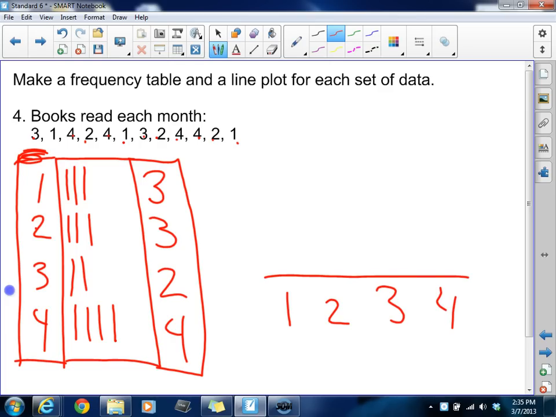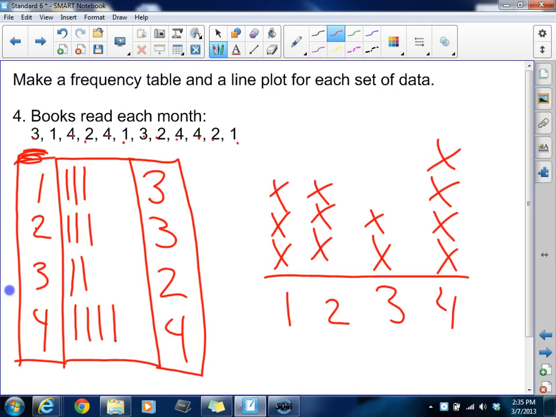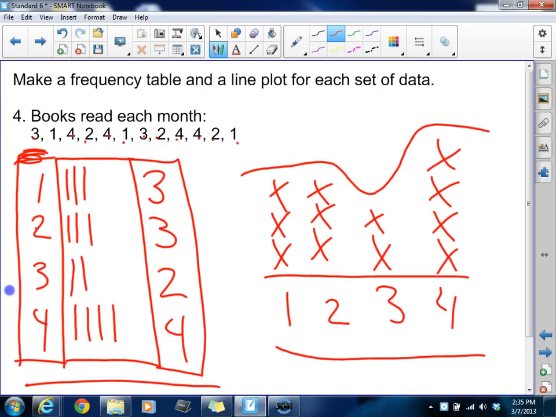Now I'm going to say, all right, so 3, so I put 3 x's. 2 also got 3 x's. 3 only got 2 x's. And 4 gets 4. And so there you go. I have my frequency table right there, and this is going to be my line plot. And I can see, especially with the line plot, the shape of the data. Well, we didn't get a lot of students reading 3 books, but we got a lot of students reading 4 books, and that's good. So it shows us the shape of the data.